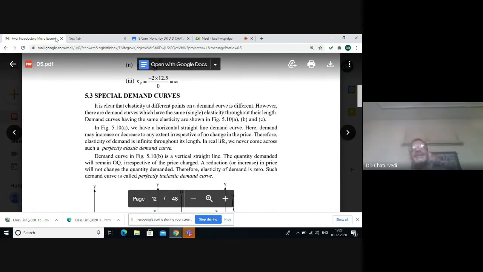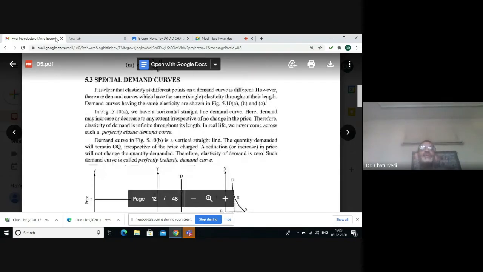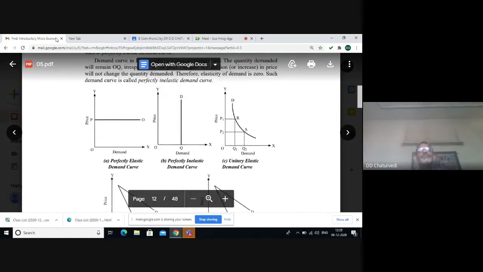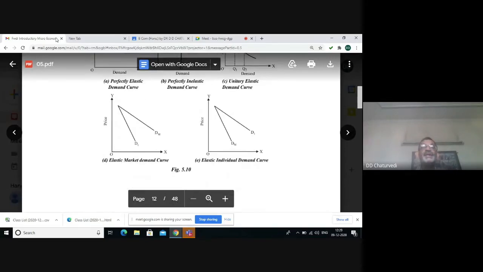We call these demand curves special demand curves because for these demand curves, elasticity of demand is the same at every point. We have just studied that using the point method, that is the most accurate and scientific method, elasticity of demand is found to be different at different points on the same demand curve. But for some demand curves, elasticity of demand even by using the point method will be the same at every point. And these demand curves have been shown in figure 5.10.